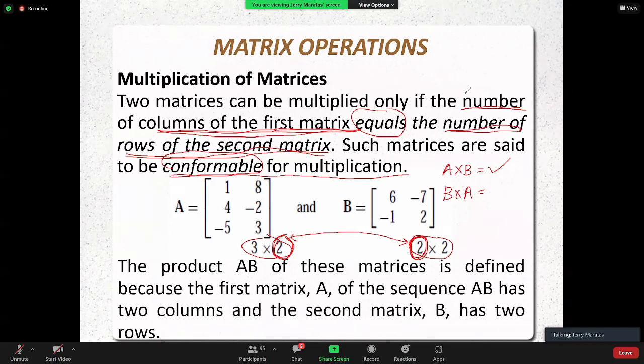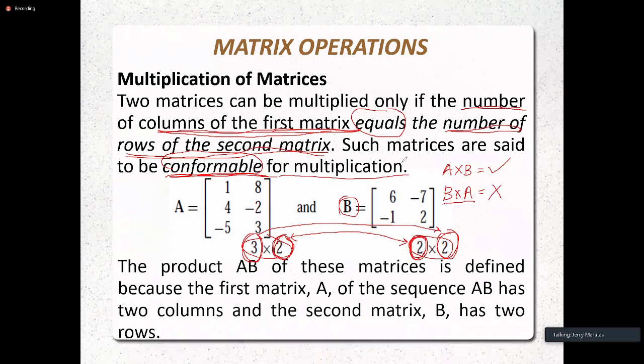So the rule for matrix multiplication is different from the algebraic operations. The rule is that the two matrices must be conformable. The number of columns of the first matrix must be equal to the number of rows of the second matrix. Suppose we have B times A, so the first matrix is matrix B. Its number of columns is 2, right? Now, for A, the number of rows is 3. They are not equal. So that means we cannot multiply these two matrices. So kindly take note of this. You can only multiply two matrices if they are conformable, that is, the number of columns of the first matrix should be equal to the number of rows of the second matrix.